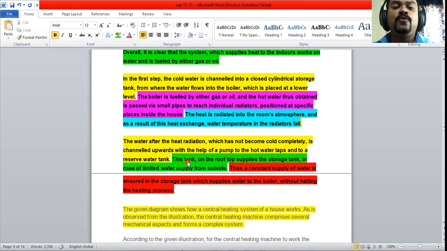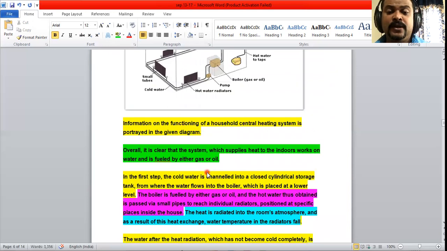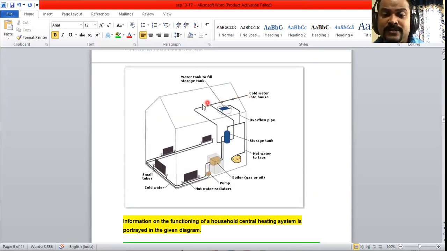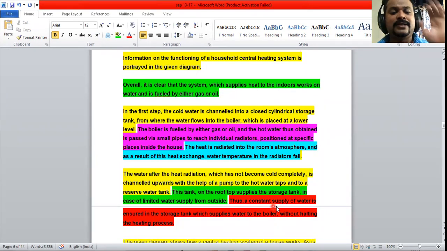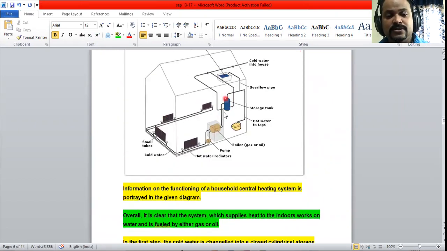This tank on the rooftop supplies the storage tank in case of limited water supply from outside. If I have limited water supply from outside and the storage tank is empty, this water flows from this towards this. Thus, a constant supply of water is ensured in the storage tank, which supplies water to the boiler without halting the heating process.